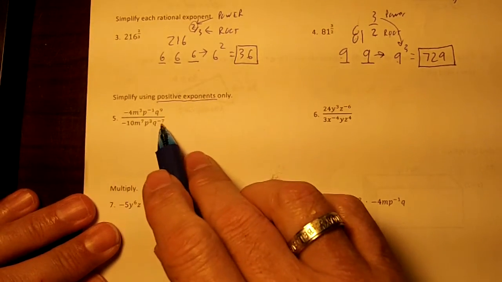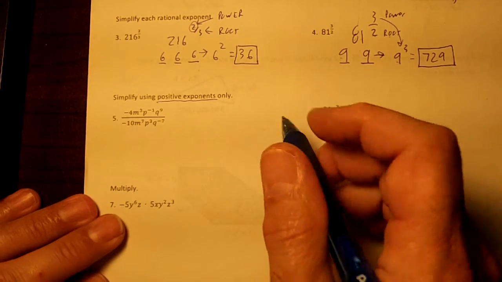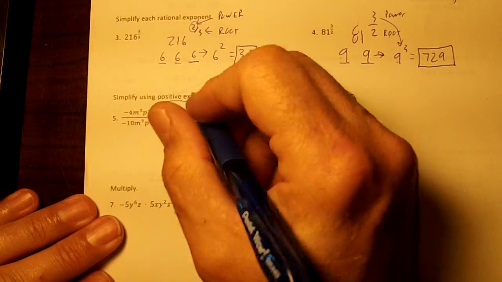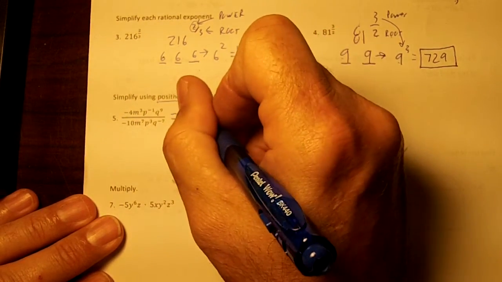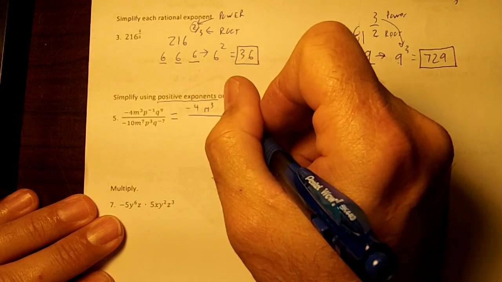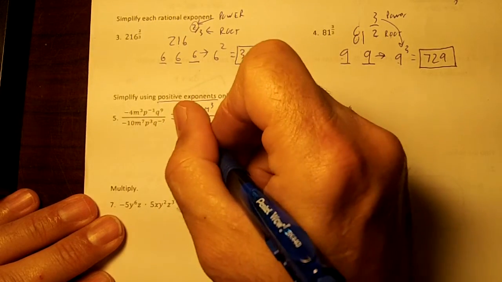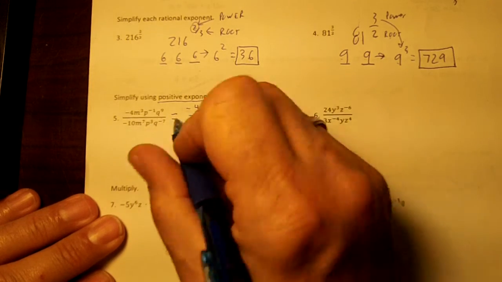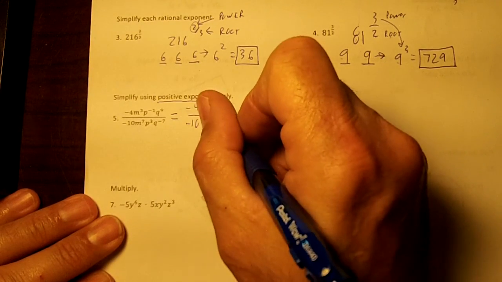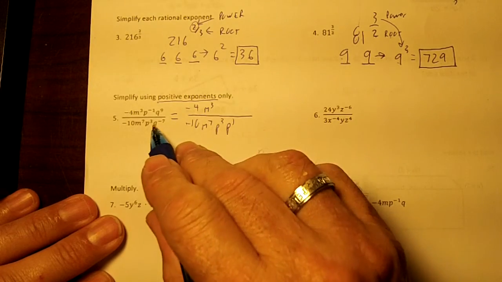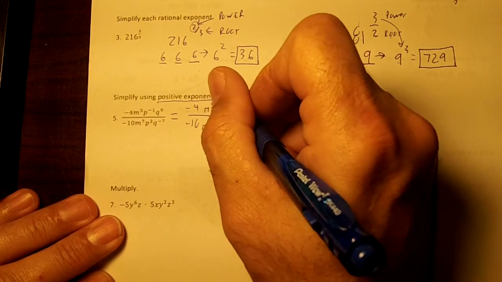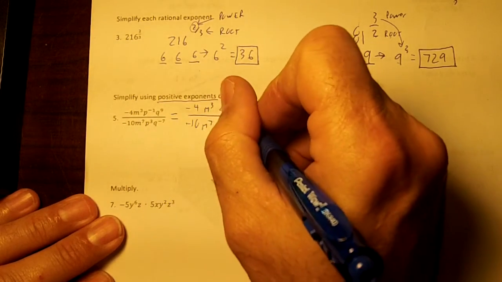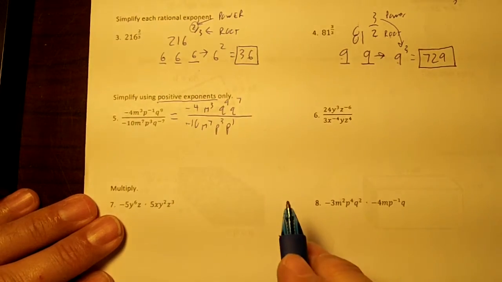Right here, we want to use positive exponents only. So what I'm going to do is rewrite this with only positive exponents. So I'm going to have negative 4m cubed over negative 10m to the 7. This p to the negative 1 is going to go to the bottom, so I have a p to the 3 and a p to the 1. This q to the negative 7 is going to go to the top, so I have a q to the 9 and a q to the 7, don't I?